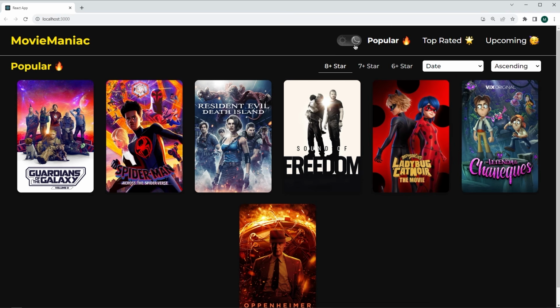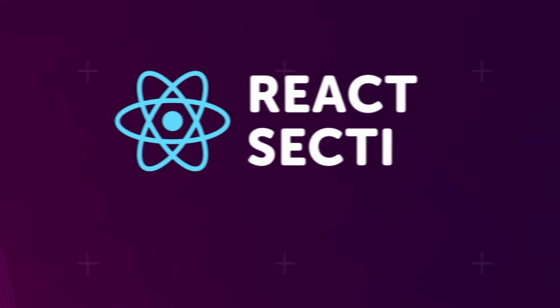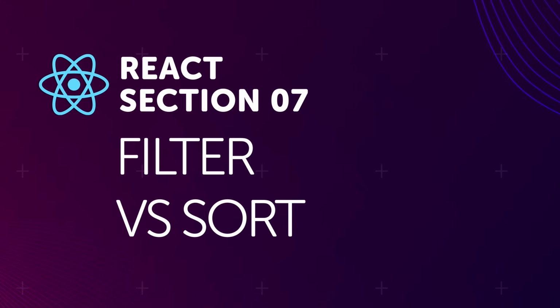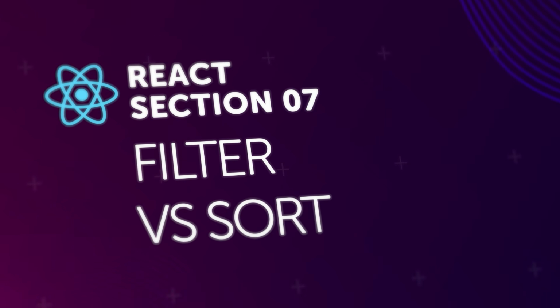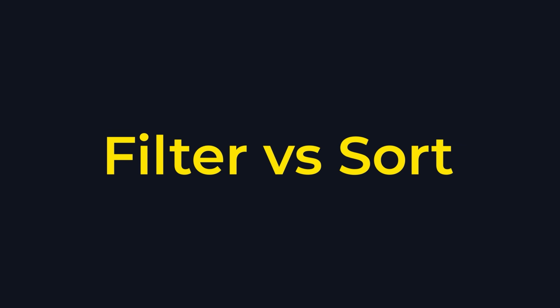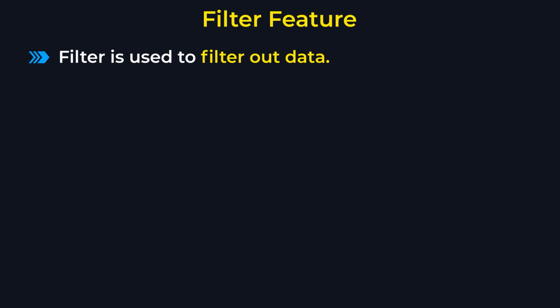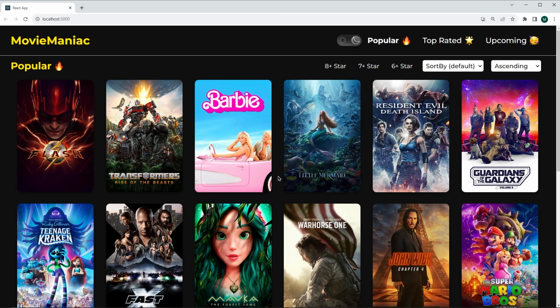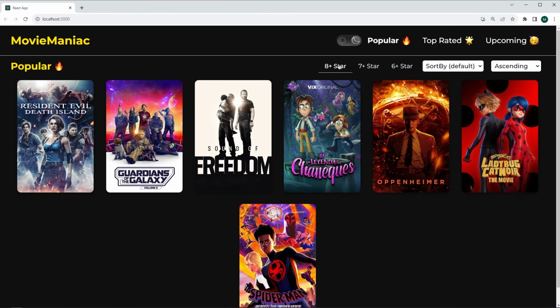So let's start. Before we start implementing filter and sort functionality, let me clarify the basic difference between the filter and sort features. We use filter functionality to filter out some data. For example, in our application, if we click on 8+ star rating, then only those records should display whose rating is higher than 8 stars. So we are filtering out other movie data.